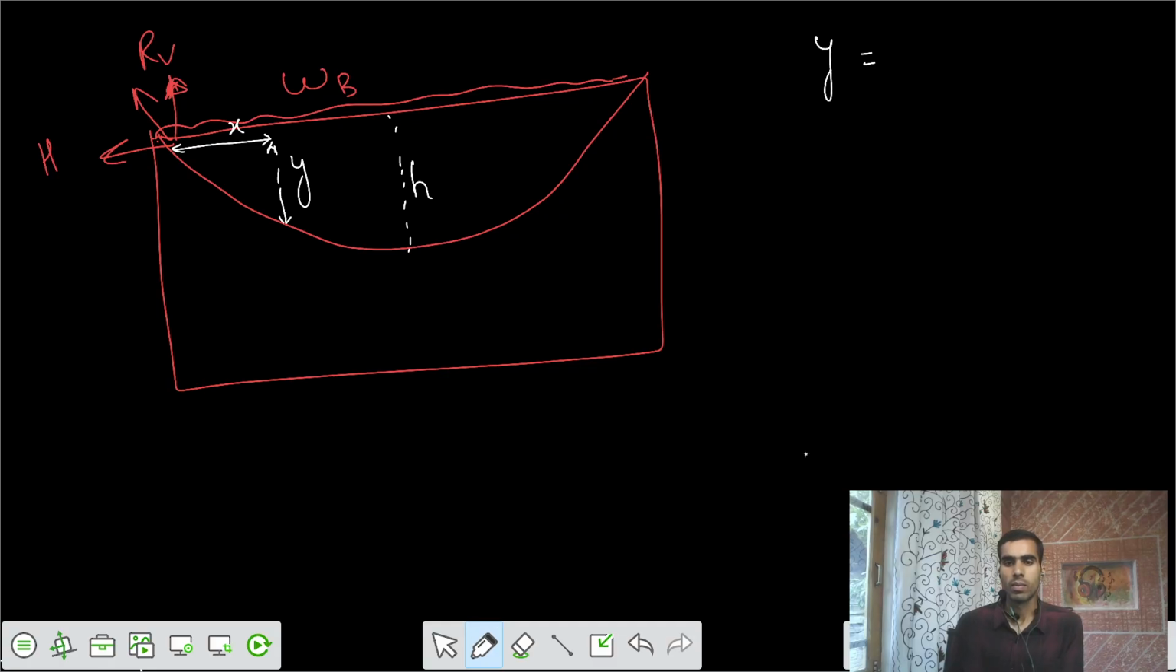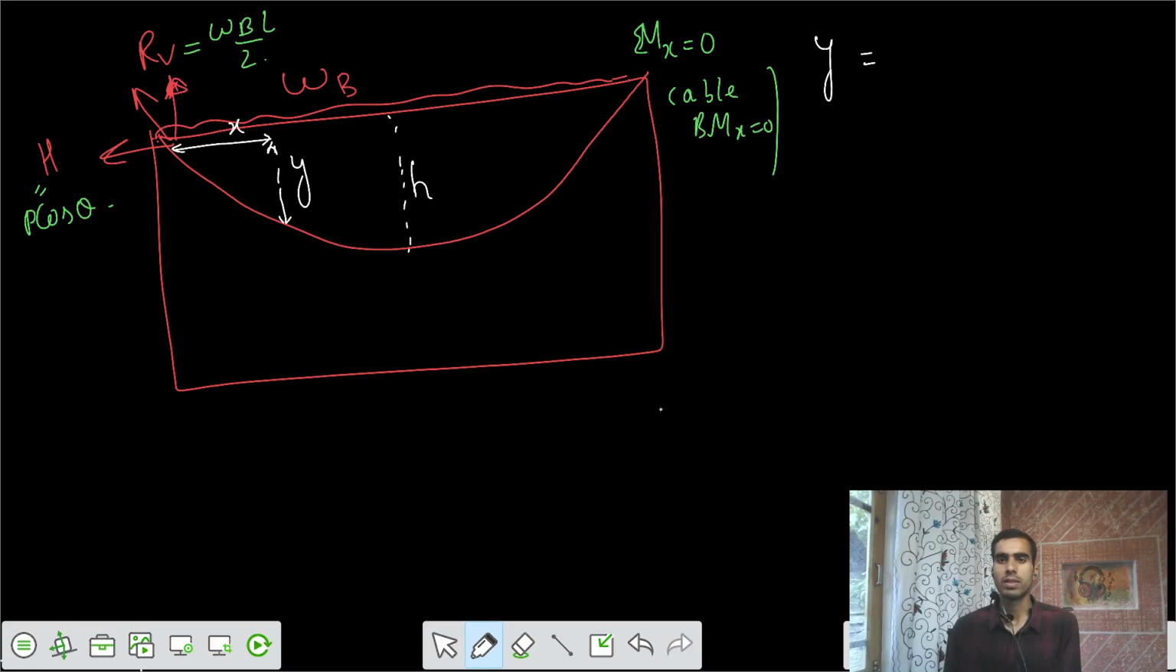Okay. So I would say the reaction RV would be equal to WBL by 2. Would the vertical reaction be WBL by 2? Yeah. And let's say that the horizontal is P cos theta. If I solve that, summation of moments at the X section is equal to 0, because this is a cable, and we can say bending moment at X equals 0. So let's try to calculate that.